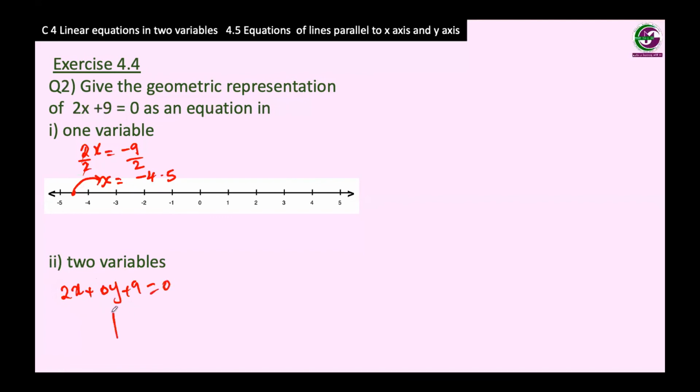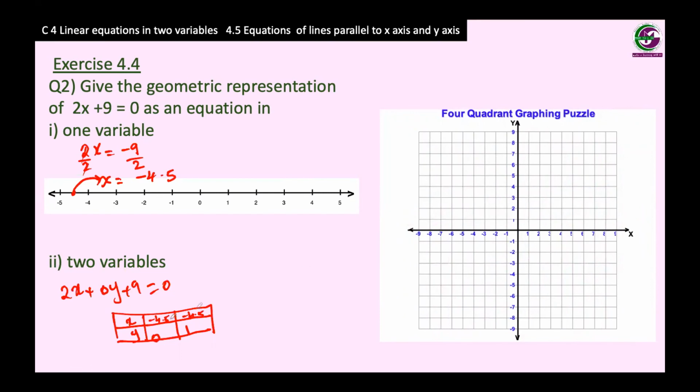Now, when you draw the table, now you don't need a table. You are an expert now, right? If the value of y is 0, the answer of x will be negative 4.5. Even if the value of y is 1, it will be the same. Let us mark it on a Cartesian plane. (-4.5, 0). (-4.5, 0) here. (-4.5, 1). So it will be a line passing through negative 4.5.